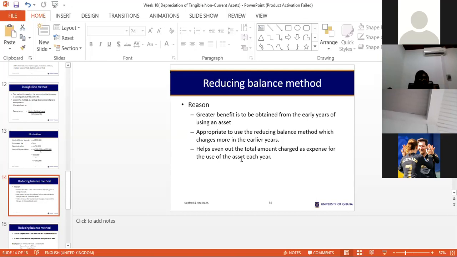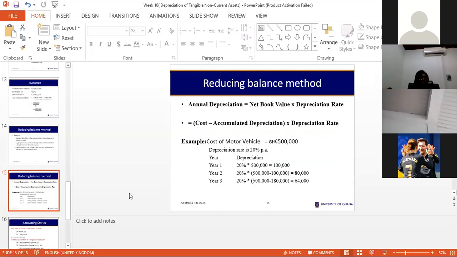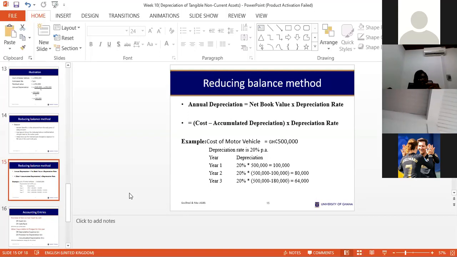So it reduces as we go along. The amount to be allocated reduces as the years go by. Why? Because in subsequent years, the value or the benefit we are expecting from the usage of the assets may also reduce. So we equate the benefits to the allocated amount. So here is an example.